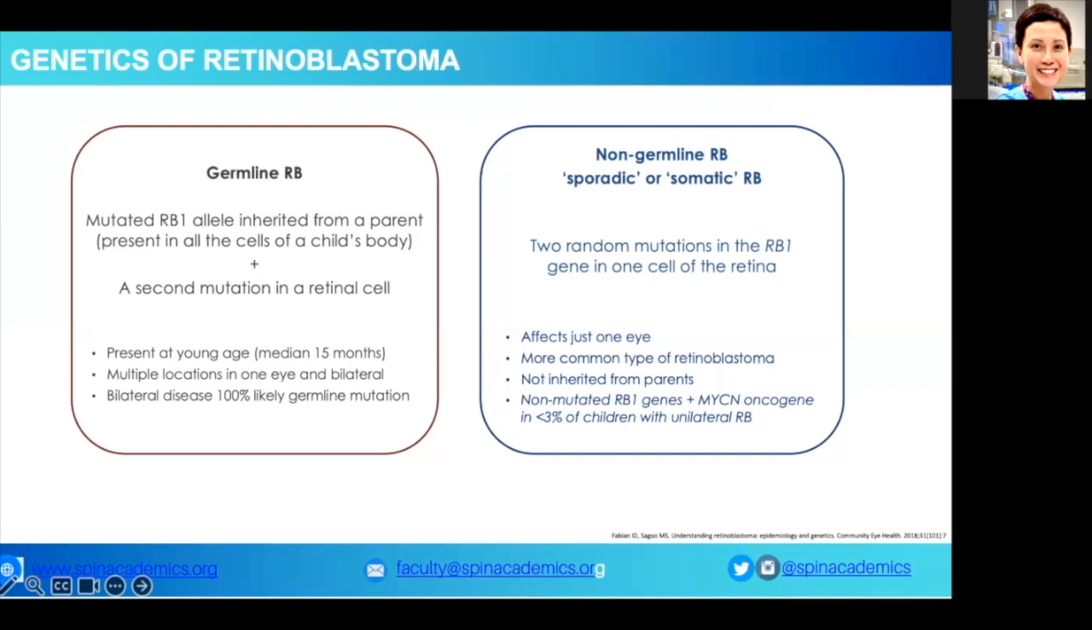Recently, it has been found that retinoblastoma may occur even in the presence of a non-mutated RB1 gene, due to activity associated with the MYCN oncogene. This is rare, occurring in fewer than 3% of children with unilateral retinoblastoma, and it tends to present at an earlier age, often before 6 months.